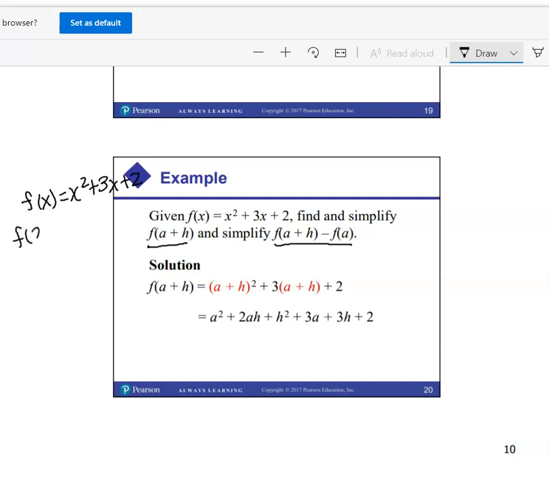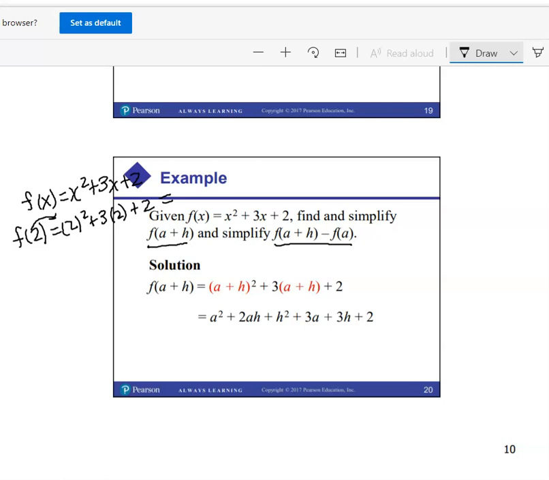If I said f of 2, what you're really doing is, every time you see an x, I'm going to put a blank there, and you're plugging that 2 in those spots. So we would plug a 2 in there and figure out what the answer is. This is no different. They're saying, what is f of a plus h?